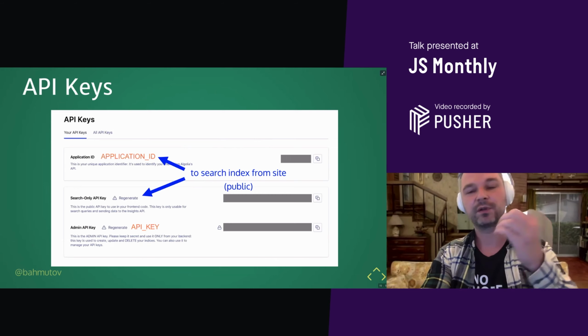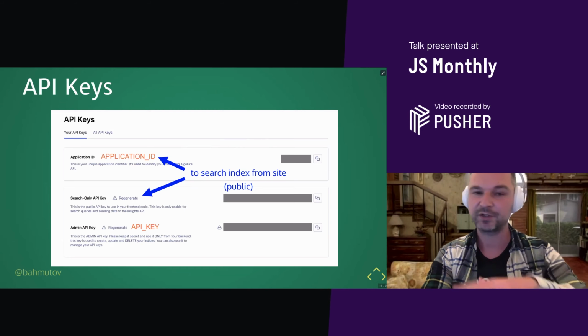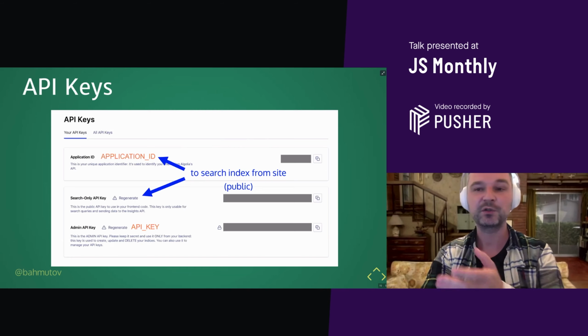If you want to search, you just need the public search API key. That's just a read-only key, so you're safe. That's what you put on your website.